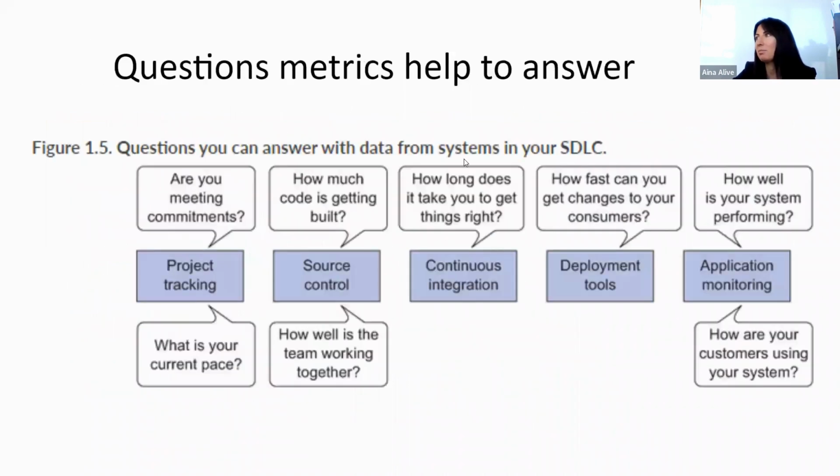So let's also spend a few minutes on questions metrics help to answer. And I will just read a few, and then you will receive slides so you can study it later. So for example, if we are doing project tracking, like are you meeting commitments, or what is your current pace? And I know we are talking about metrics in Agile, but still some organizations are going hybrid between project management and agile. So sometimes, unfortunately, a Scrum Master still needs to have some project tracking. And in between, the transition or deployment tools: how fast can you get changes to your consumers? Or application monitoring, for example, how well is the system performing?